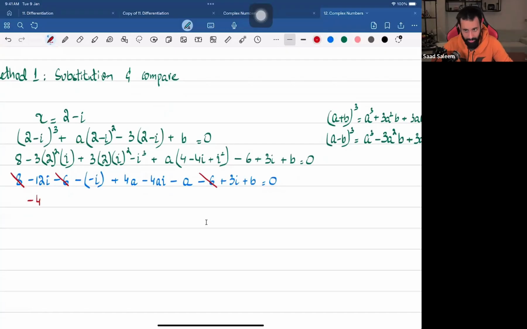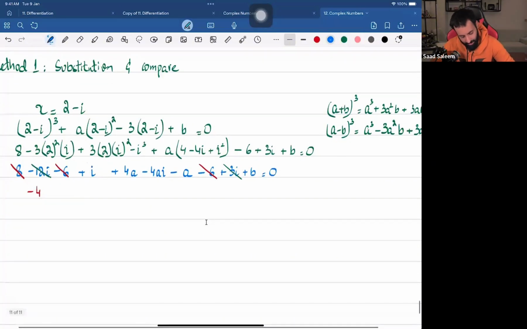Now let's simplify all the terms with iota in them. So we have minus 12 plus 3. Anything else? And minus minus, which becomes plus 1. In fact, let's write it as positive iota already. So minus minus iota becomes plus iota. So minus 12 plus 3, that's minus 9. Minus 9 plus 1 is minus 8 iota. So whatever terms you've dealt with, cross them out.